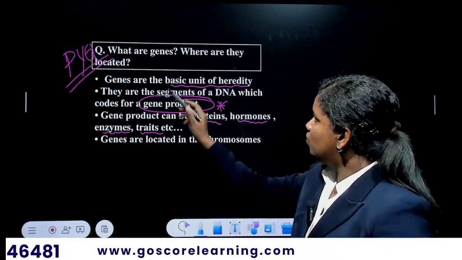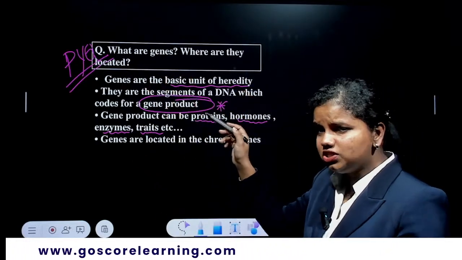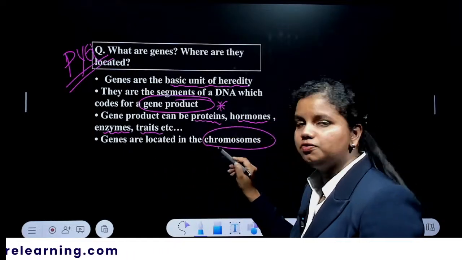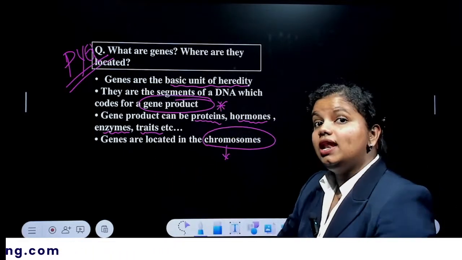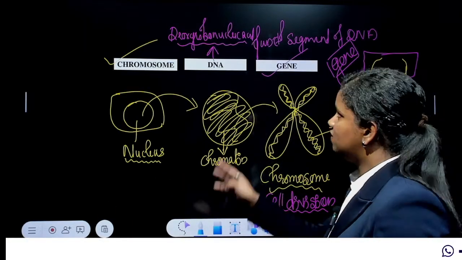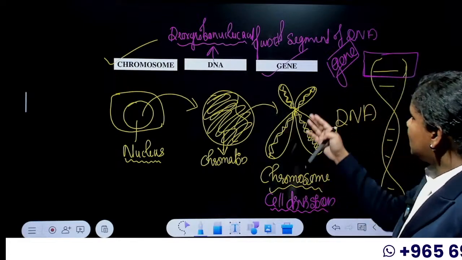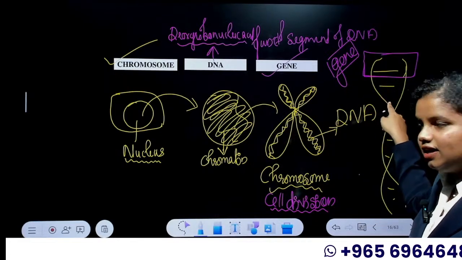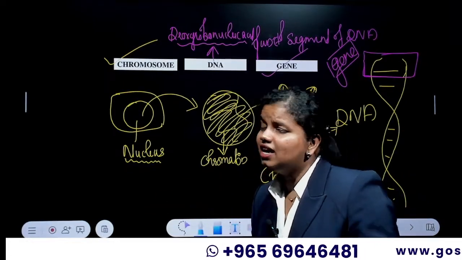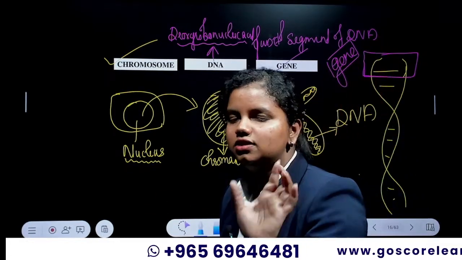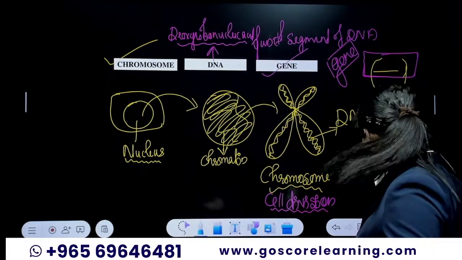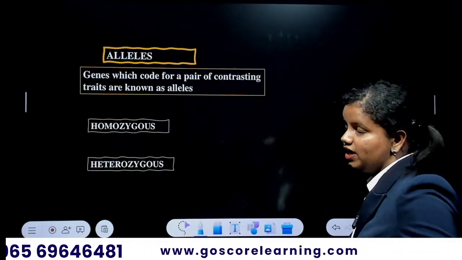And genes, where are they located? Genes are located in the chromosome. If you want to elaborate that answer, you can say that the gene is inside the DNA and DNA is inside the chromosome. Chromosome is inside the nucleus. You can write a whole story out of that single point. So keep this one picture in your mind. You might be able to use it somewhere.